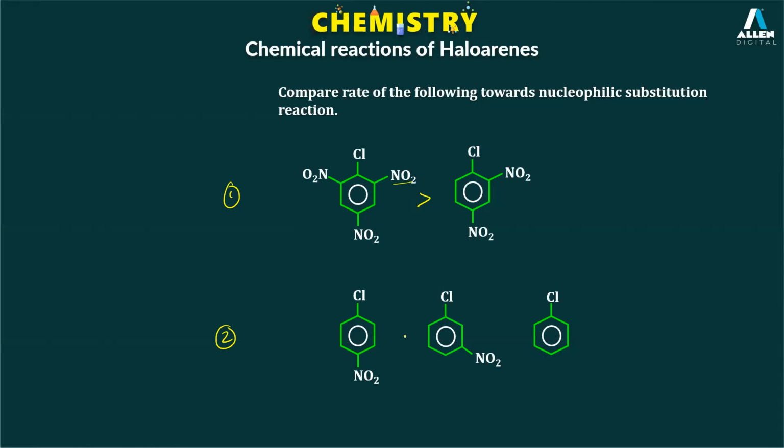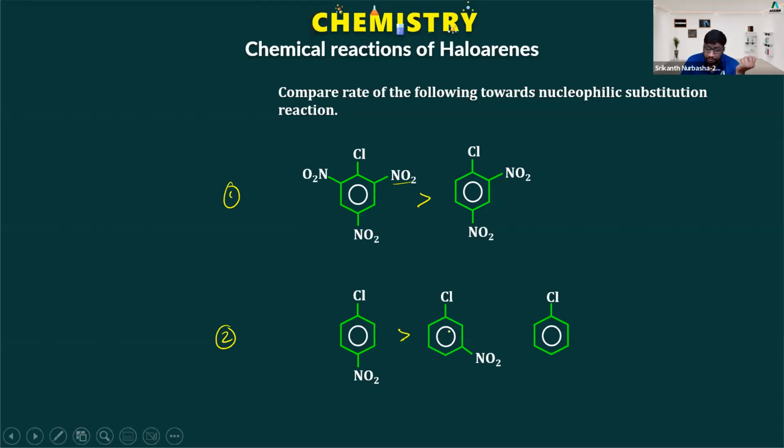A greater than C, next B. Why? Because it's meta. Meta position NO2 means NO2 is electron withdrawing only. If it is present at ortho and para, it withdraws electron density by resonance.